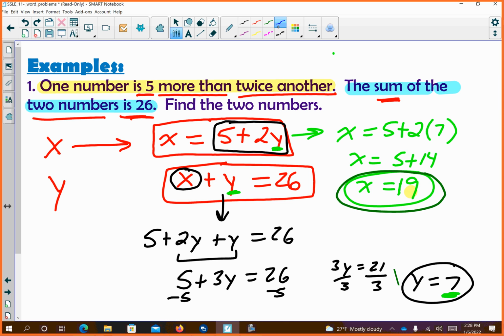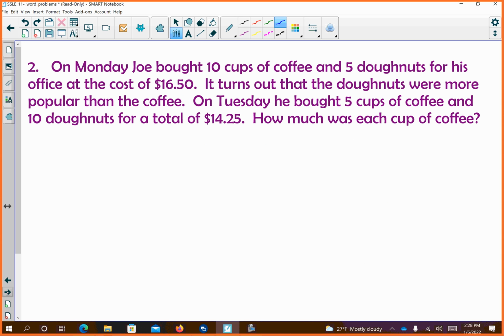All right, one more example for today, and we'll call it good. This word problem says, on Monday, Joe bought 10 cups of coffee and 5 donuts for his office at a cost of $16.50. It turns out that the donuts were more popular than the coffee. On Tuesday, he bought 5 cups of coffee and 10 donuts for a total of $14.25. How much was each cup of coffee?